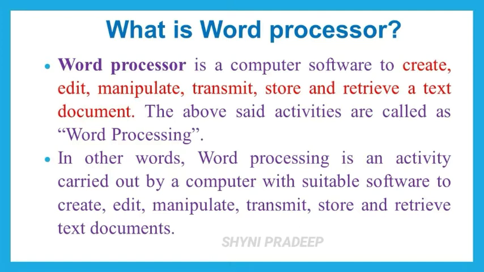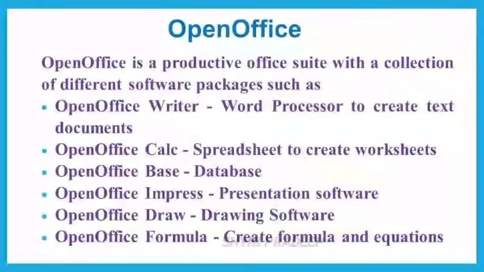There are so many word processing softwares available. For example, MS Word, WPS Word, Word Pro, OpenOffice Writer, AbiWord and so on. In this chapter, we are going to discuss about OpenOffice Writer. So what is OpenOffice?